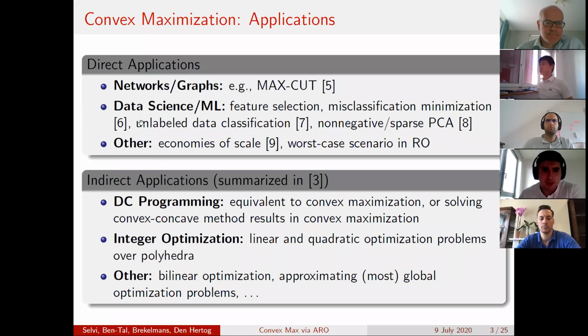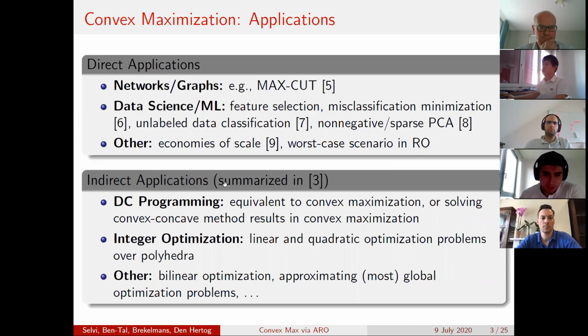There are also many machine learning and data science problems that are equivalent to convex maximization. Some examples are semi-supervised machine learning problems or the non-negative PCA problem. The economies of scale paradigm is like if you have a cost function with decreasing unit cost with increasing order quantities, this cost function is concave. And minimizing such a cost is maximizing a convex function. It's equivalent. Another example from the robust optimization field is that if you have a constraint that is convex in the uncertain parameter, and if the uncertain parameter lies in a convex space, then to be able to find the worst case parameter realization, we need to solve a convex maximization problem.